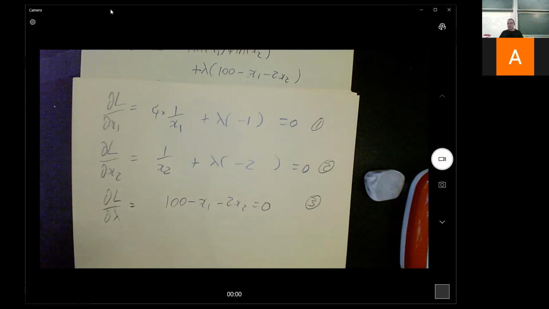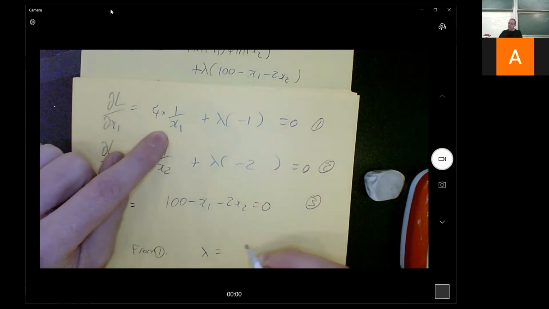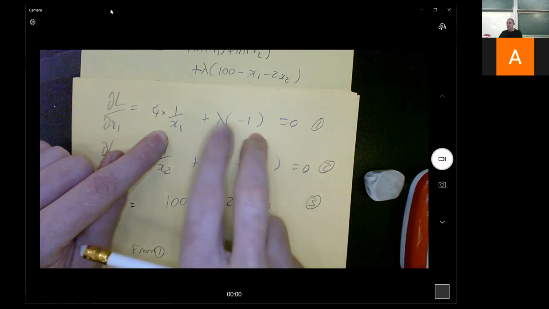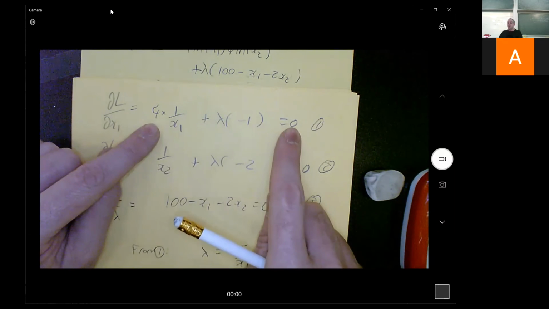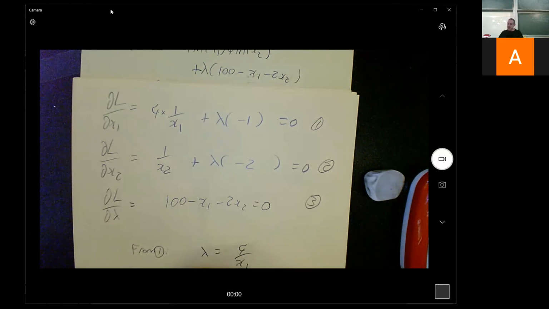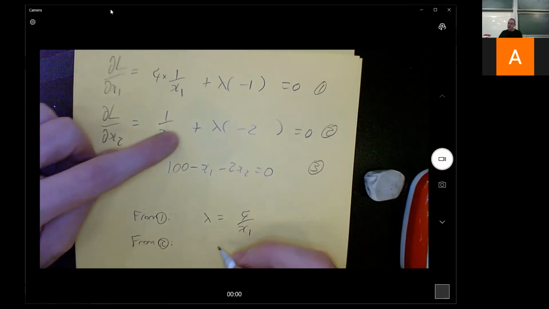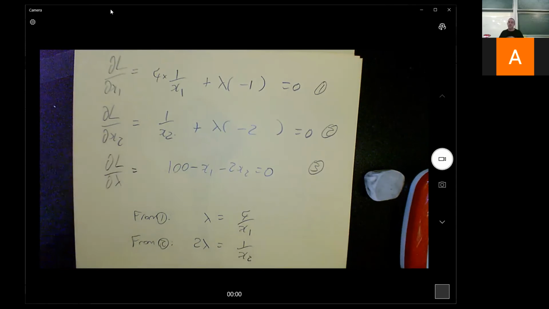So, from number 1, I can get that lambda must be equal to 4 on x1. So it's this minus lambda equals 0, which means that this must be equal to that. And from number 2, I get that 2 lambda is equal to 1 on x2.